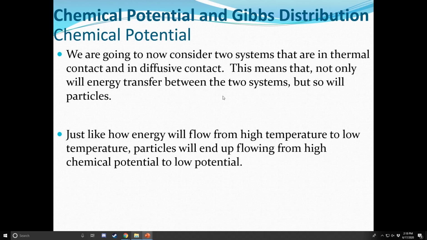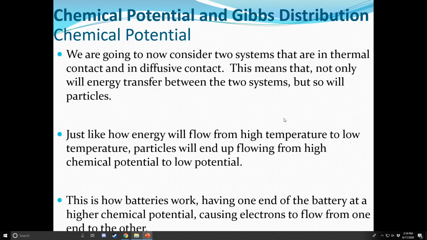When you learned in 125, you've probably learned that objects of mass will move from a high gravitational potential to a low gravitational potential, or electric charges will go from a high electrical potential to a low electrical potential. Here, we're just going to be looking at the chemical aspect of it. This is essentially how batteries work. One end of the battery has a higher chemical potential than the other end, and that's what causes the electrons to flow from one end to the other.